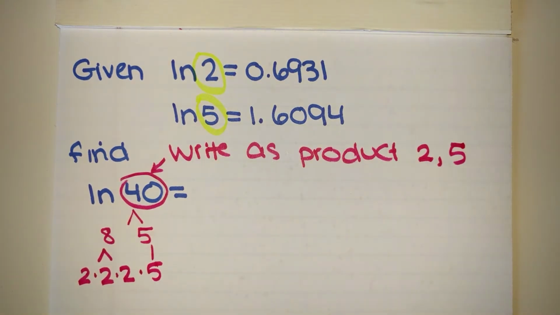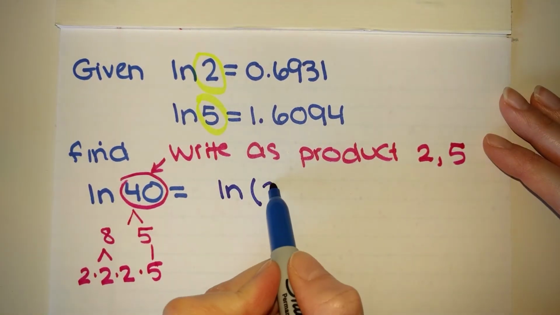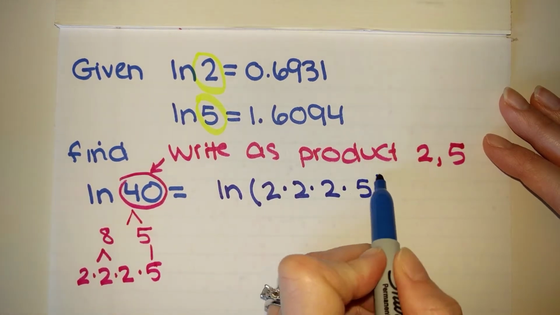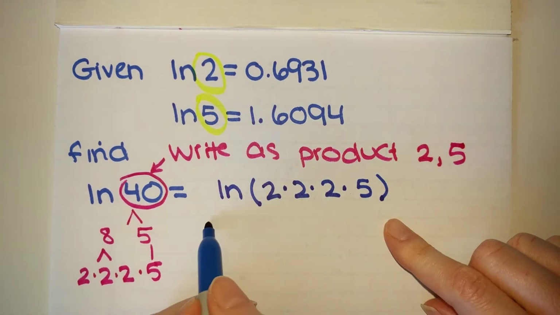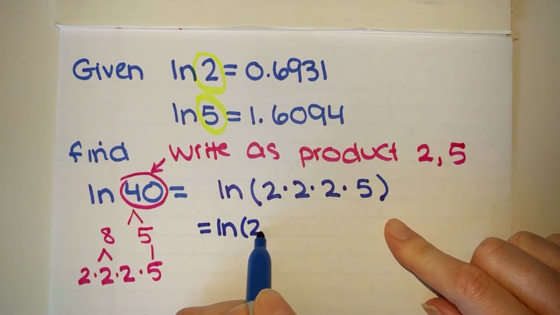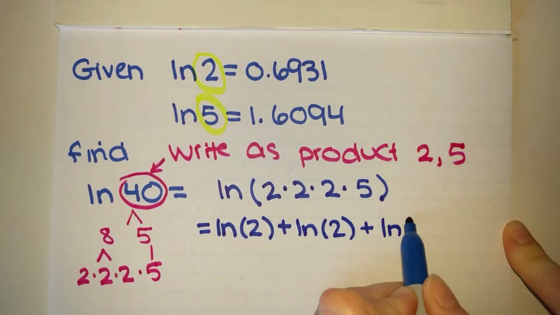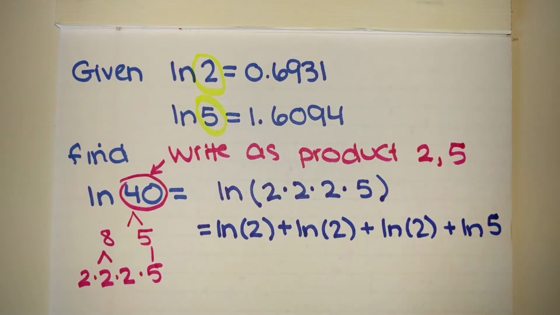Now, there are two ways of approaching this problem. One way is you could just say, I have the natural log of 40, which is the same thing as 2 times 2 times 2 times 5 inside of the argument. And then you could say, okay, I have multiplication inside of this argument, so that becomes natural log of 2 plus another natural log of 2 plus another natural log of 2 plus natural log of 5. Now, if you notice, what you're really working with here is 3 natural log of 2.